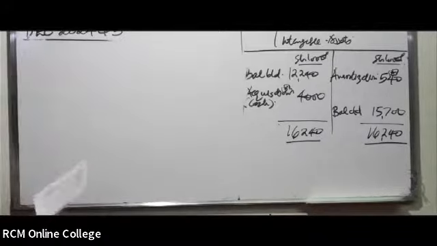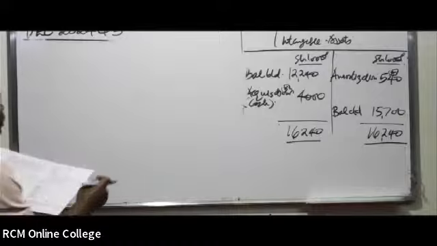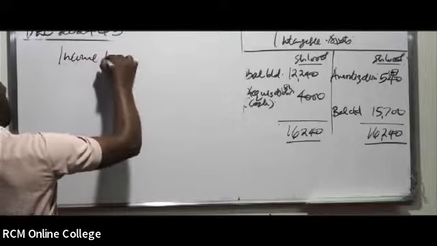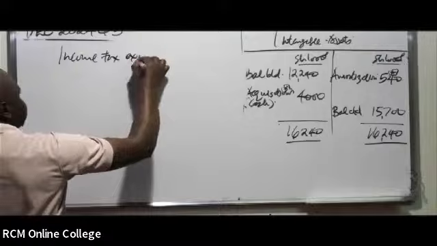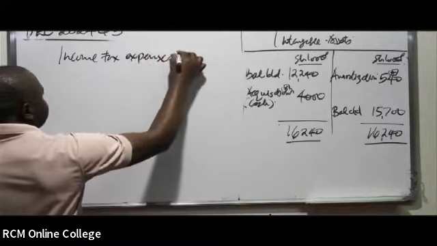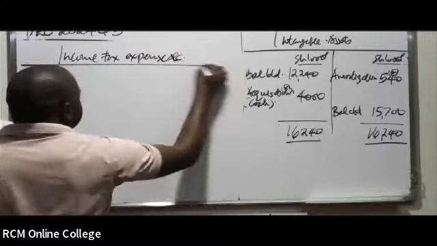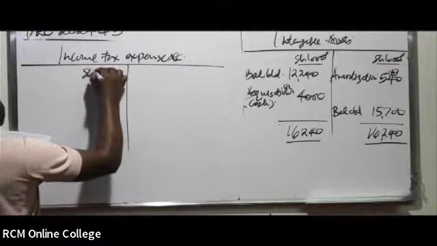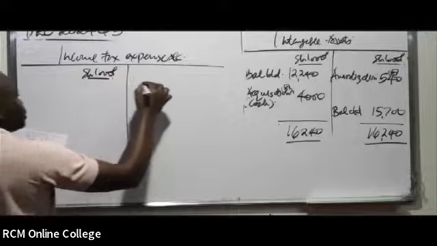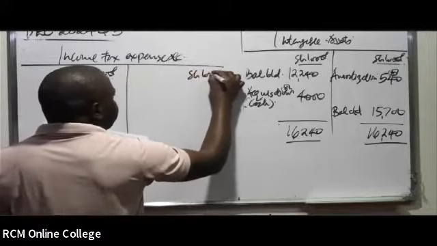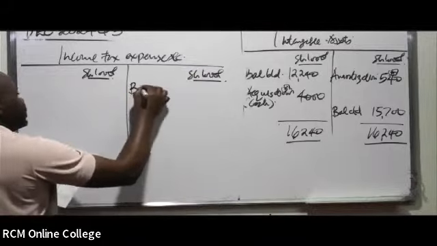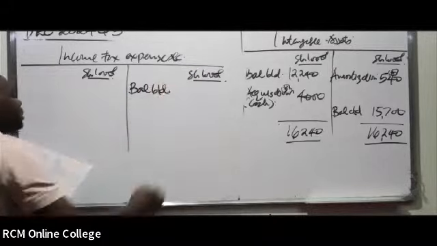That figure, in most of the instances, you likely end up having to compute it. And how do you compute it? You come up with an income tax expense account. The income tax expense account will have two compositions. The balance is a liability.